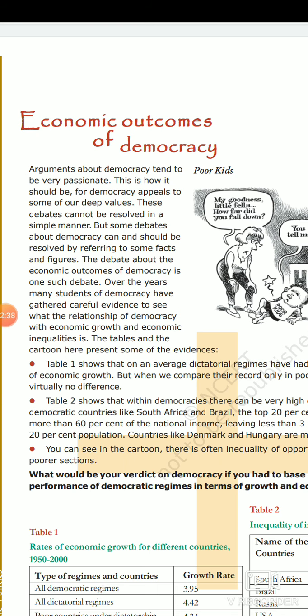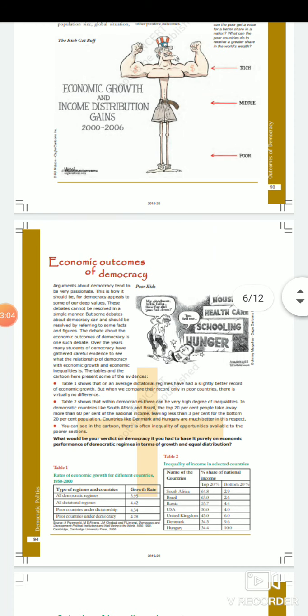The next outcome is called reduction of inequality and poverty. In a democracy, all people are equal. There is political equality. It is not possible to bring economic equality because there is a gap between rich and poor. But there is complete political equality, because one man, one vote, no one is above the law, everybody is equal before the law. This is called political equality, which is clearly visible in democracy.